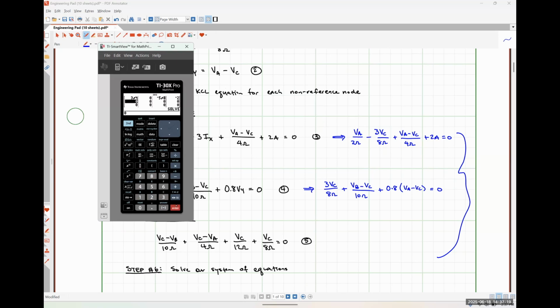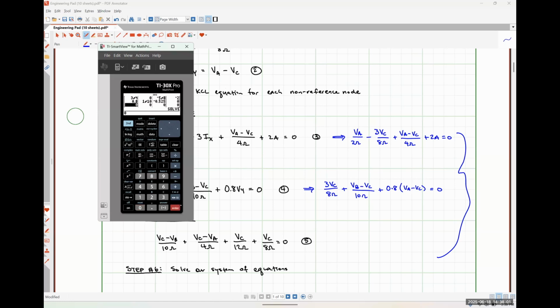Now I'm going to work on the second equation. So the only thing that I have for VA is this factor of 0.8. So I'm going to have 0.8 for VA. For VB, I have a factor of 1/10. And then for VC, I have a factor of positive 3/8 minus 1/10 minus 0.8. And there are no constant terms, so I'm just going to put 0 there.